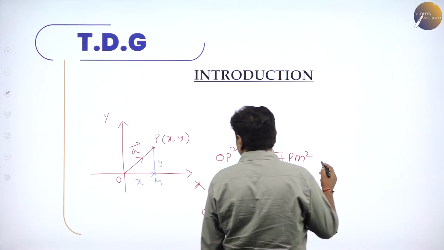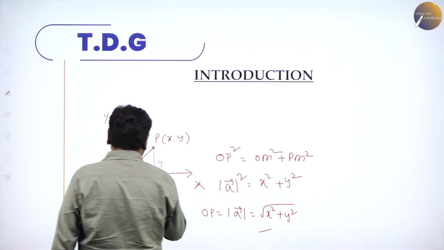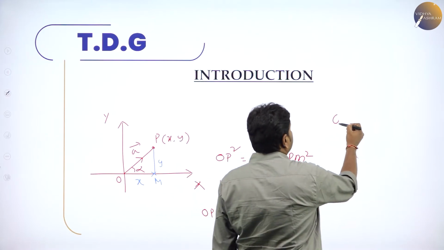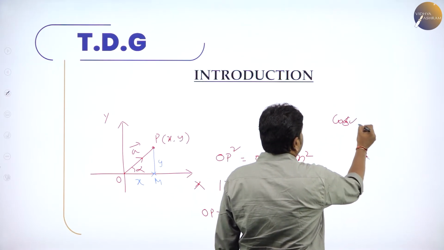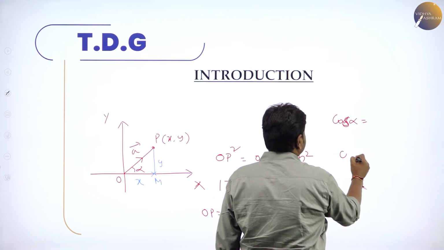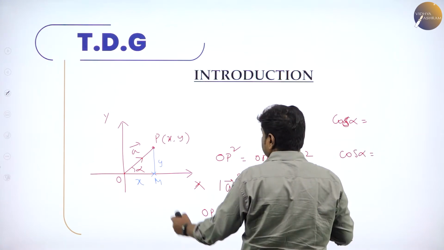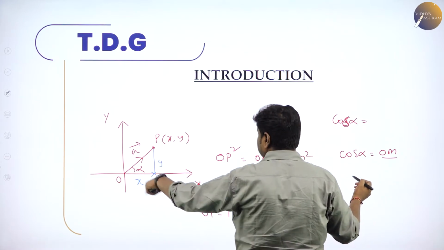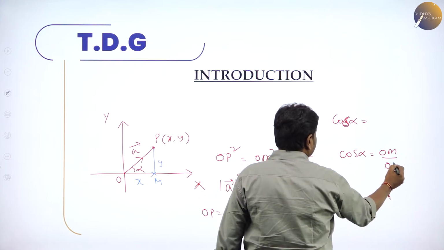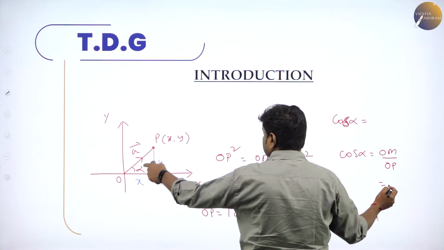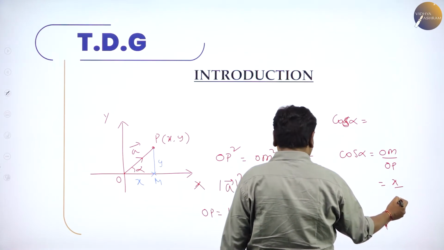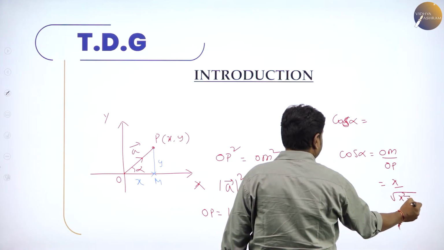Now coming to the point, if I assume the vector makes an angle alpha with the x-axis, from this, what is cos alpha? Cos means adjacent by hypotenuse. From the triangle I am applying cos. Cos alpha is OM by OP. And what is OM? OM, O to M, is x, and OP is the length. Length is magnitude, that is root of x square plus y square.